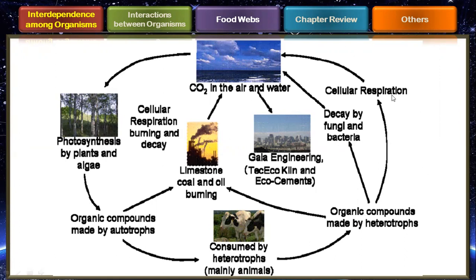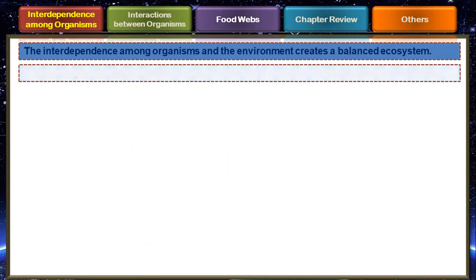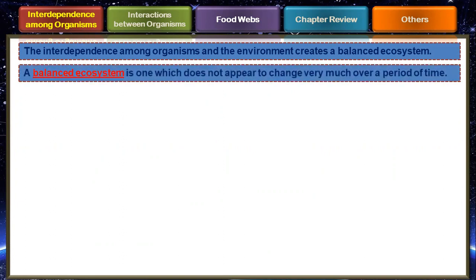Also, animals sometimes, through cellular respiration, produce carbon dioxide. So this is the process. This is a cycle of the air, of the production of air and some other stuff, nutrients in the ecosystem. The interdependence among organisms and the environment creates a balanced ecosystem. A balanced ecosystem is one which does not appear to change very much over a period of time. So a balanced ecosystem most of the time should stay the same as it was at first. There are some changes, but they are very few.